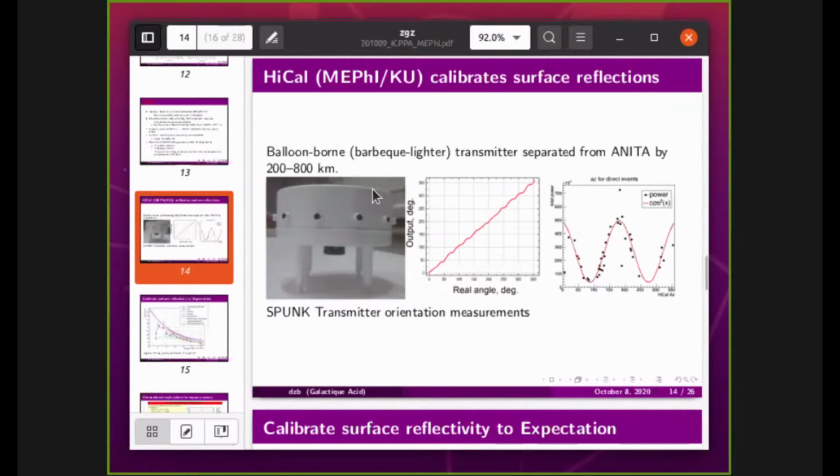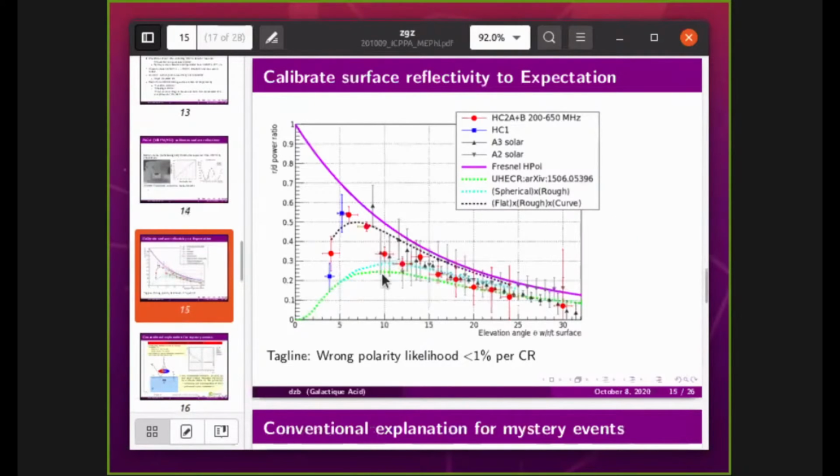The azimuthal detector on HiCal was actually built at MIFI. And what we found is that if we were to make a plot of the surface reflectivity for Antarctica and compare that with the expectation from the well-known Fresnel coefficients, we got very good agreement between the expectation and our data. So that seems to exclude the possibility, or at least make less probable the possibility, that what we're seeing is in fact some surface reflection effect.